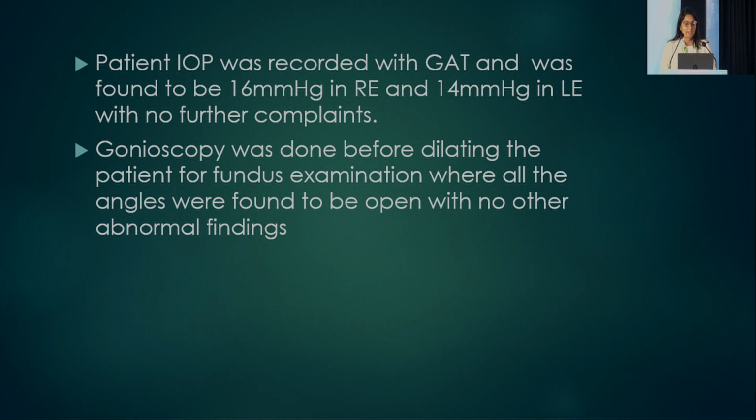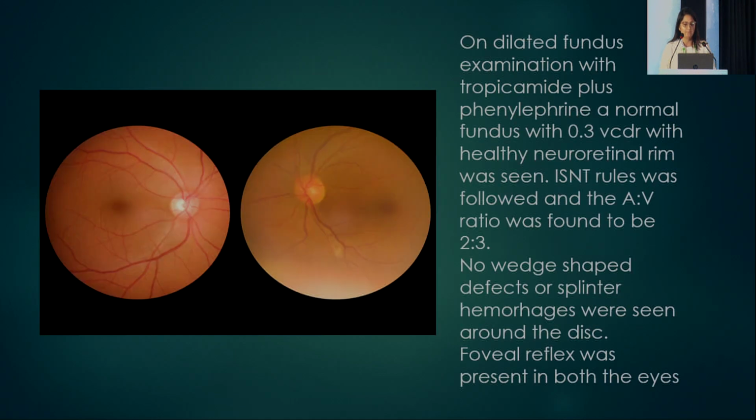The IOP recorded with Goldmann applanation tonometry in the next visit was 16 mm Hg in right eye and 14 in the left eye with no further complaints. Gonioscopy was done before dilating the patient for fundus examination, where all the angles were found to be open with no other abnormal findings. Dilated fundus examination with tropicamide plus phenylephrine showed a normal fundus with 0.3 vertical CDR with healthy NRR seen.